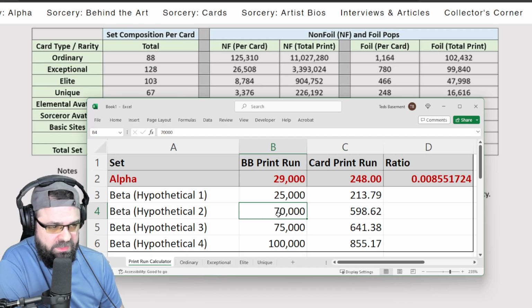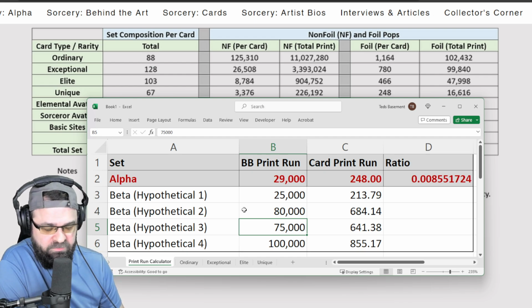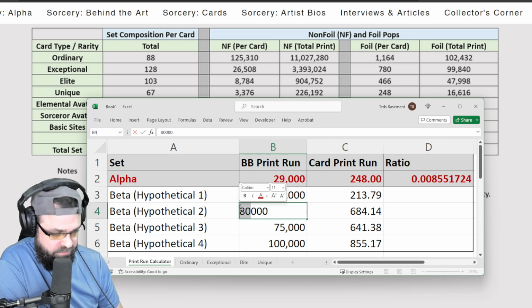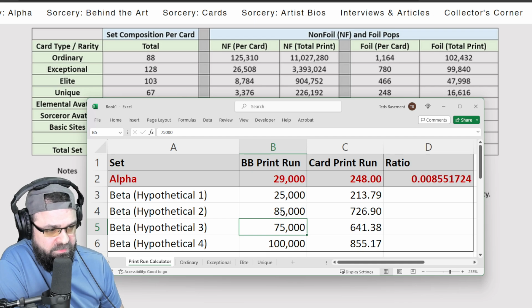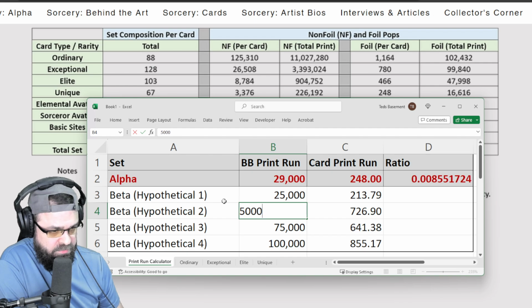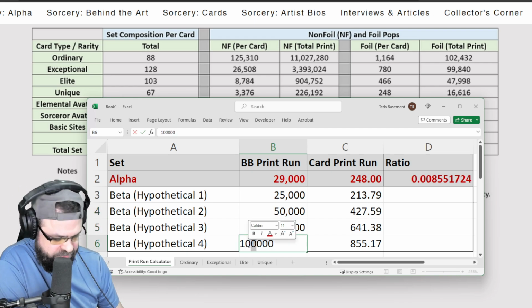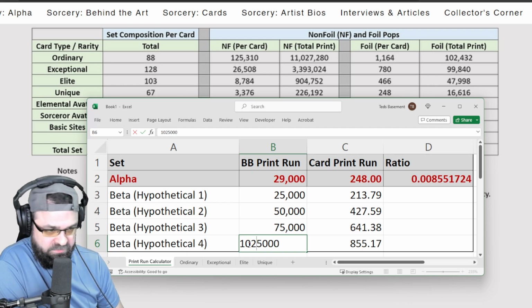I'm basically just wanting to give you guys some ideas based on this ratio theory that beta is the same ratio as alpha in terms of the different print run card types. This is what it would look like. Throw in 85. Okay. Now let's do something crazy. I don't know that beta would be more than 100,000, but let's just go like 125,000.